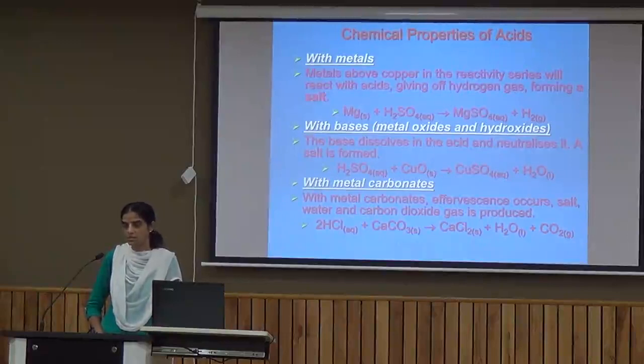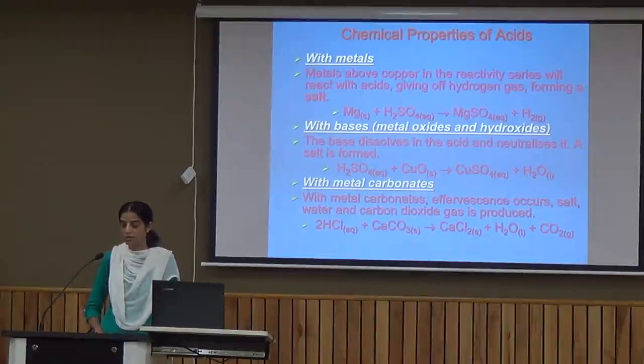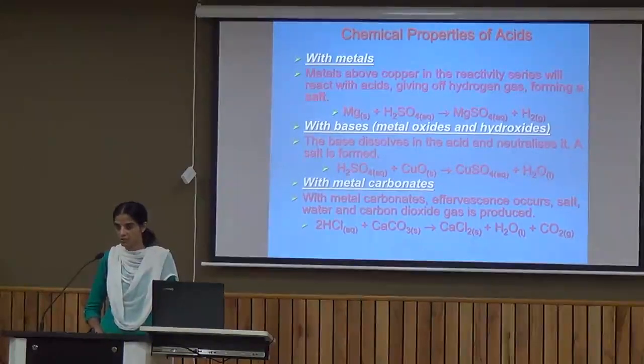And this milkiness is due to formation of a white substance, which is called calcium carbonate. So these are some of the chemical properties of acids. First was with metals, second was with bases, and third was with metal carbonates. They all are referred to as chemical properties because in all these cases chemical change is taking place.